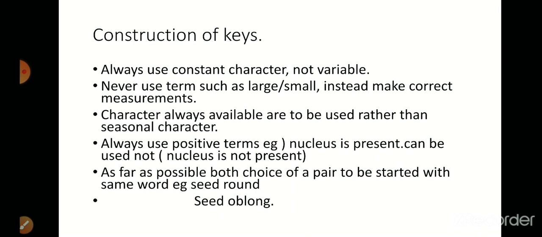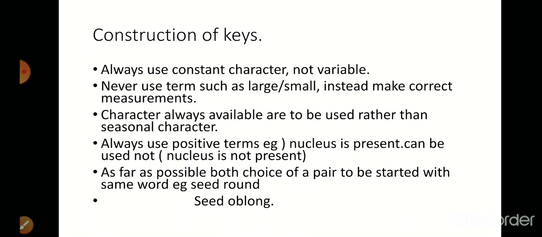For example, morphology. Their ear pinna is present or not, they are tailed or not, their hair is present or not. These are the available characters so that you can better understand what kind of organism we have to find. So you have to use these characters, not the seasonal characters, or those which occur from time to time. Such characters cannot be used for the identification of organism.